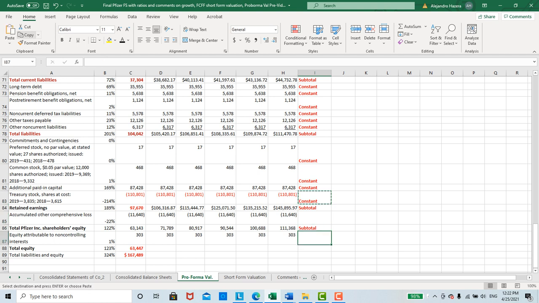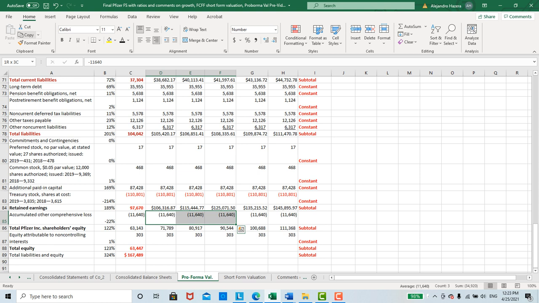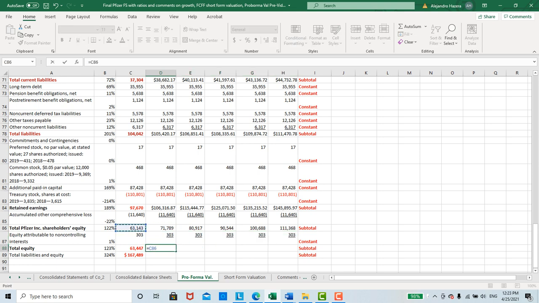Okay, that is constant. The last number here is going to be a subtotal, and in a sense, the last number is going to be a subtotal to total. Subtotal, same thing. So your total equity. First of all, I'm going to put lines here, because that is a subtotal, and I'm going to put lines here because this is going to be a subtotal, and it's just like over here.